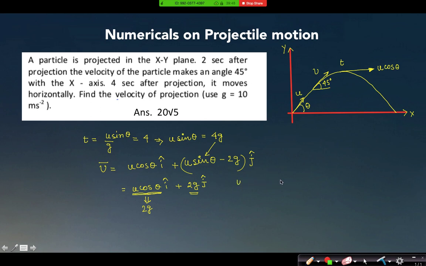So if u cos theta is 20 and u sin theta is 40, then what is the value of u? How will I get the value of u now? I will square the equations and add them. If you square and add, sin square theta plus cos square theta is 1, and it will be 20 square into 1 plus 2 square, right? Yes. So the value of u will be 20 root 5 meters per second.